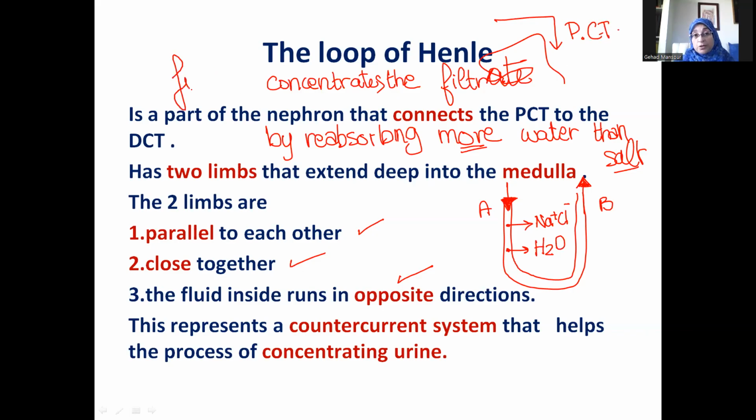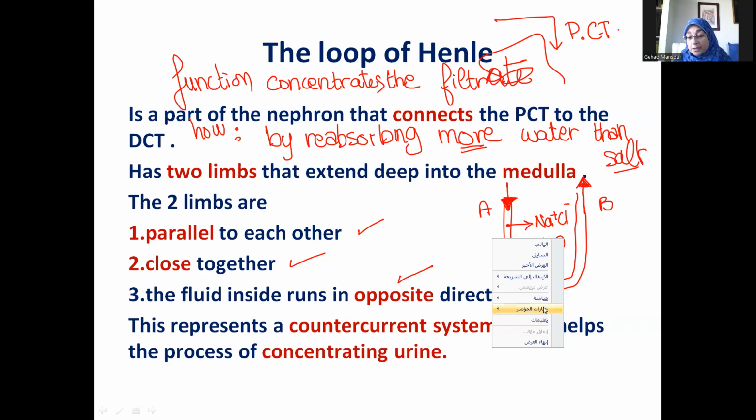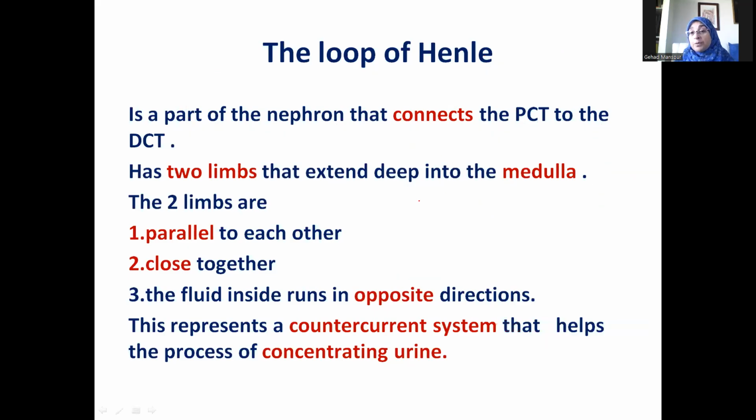So this is the main function. And how does this occur? By reabsorbing more water than salt. How is sodium chloride reabsorbed in the loop of Henle? It's not written on the text. I removed it from the content in order to make your life easier. But if you are interested to know, sodium chloride in the loop of Henle is reabsorbed by active transport, whereas water, of course, would be reabsorbed by osmosis.